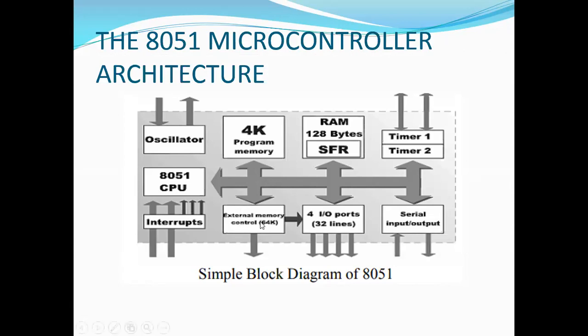Then external memory control. External memory how much? 64 kilobyte data and 64 kilobyte program external memory. Then interrupts, 5 interrupts available, 6 source interrupts available. Then an inbuilt oscillator is also available. That is inside the 8051 microcontroller, the oscillator part is there.